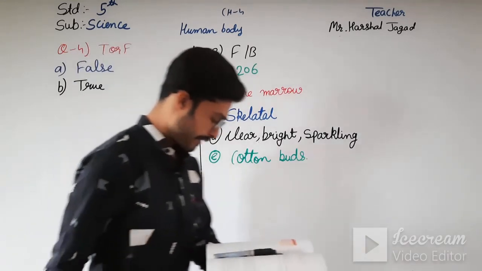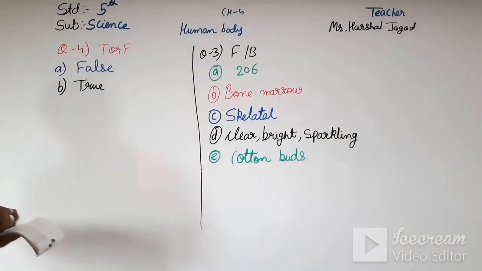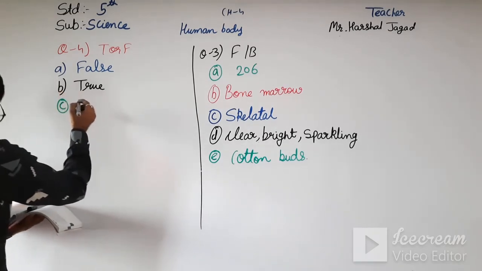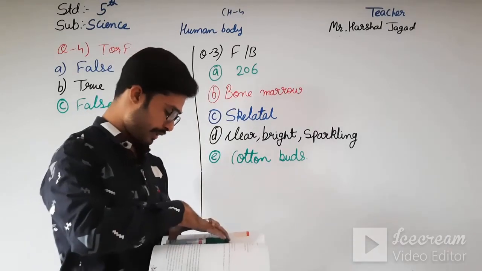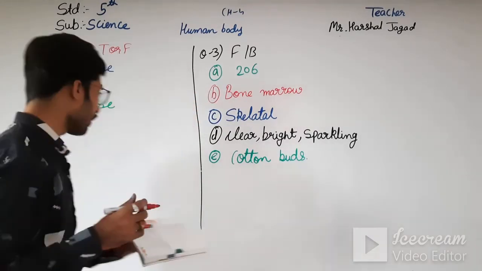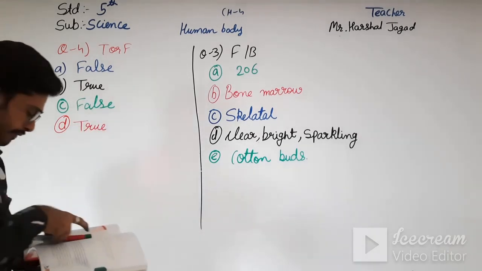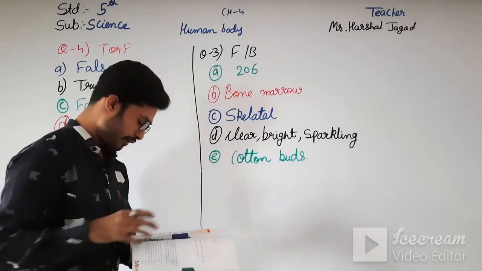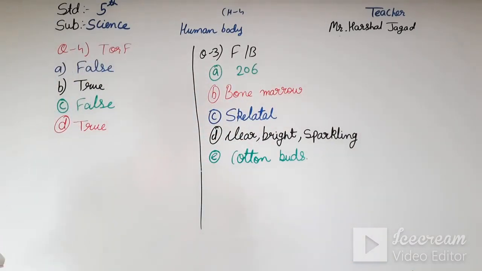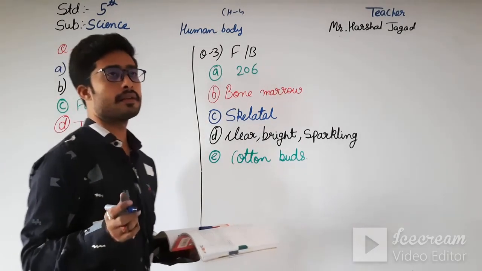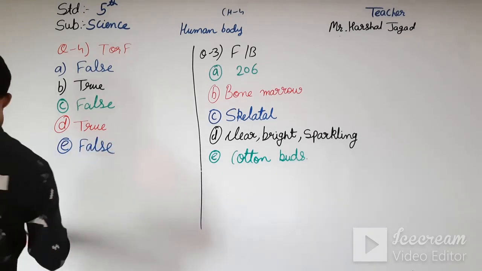Going towards C, cerebellum is the largest part of the brain. No, that is not the largest part of the brain. It is the second largest part of the brain. And the another one, the spinal cord is protected by the vertebral column. Yes, that is true. And the last one, motor nerves carry messages from the sense organ to the brain. No, they do both. Motor nerves carry messages from the sense organ to the brain and from the brain to muscles. They carry a two-way system. So this is false. Okay students, please note down the answers.